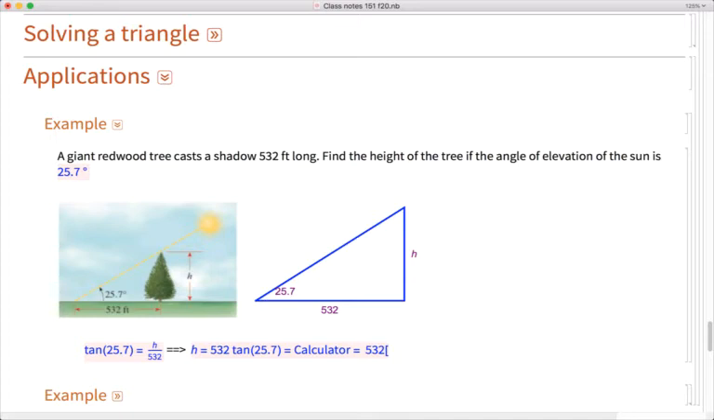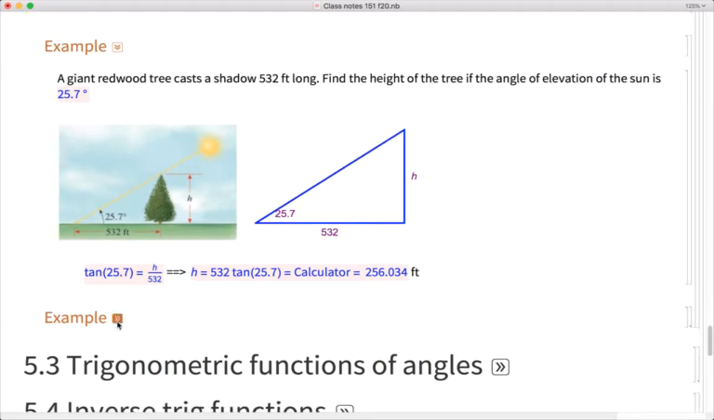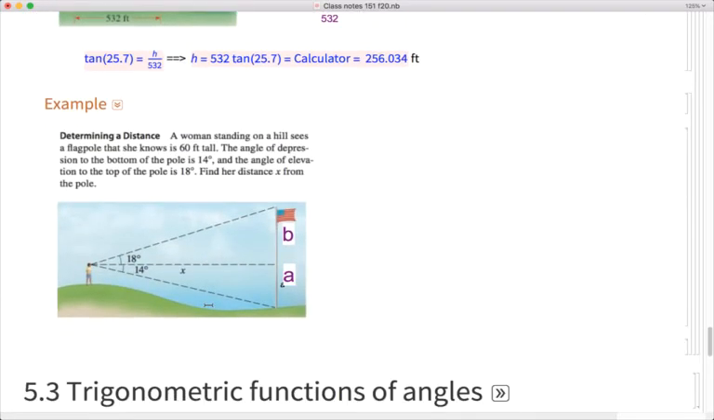My machine is expecting radian input, so I have to do a quick conversion. I've got to take the degree input, 25.7, and convert it to radians. If you remember, that's multiplying by pi over 180. Okay, so it's 256.034 feet long. That's tall, I should say. That's the height. All right. One more. Where are we? 26. Oh, yeah. Hopefully we'll be done within 30 minutes here.